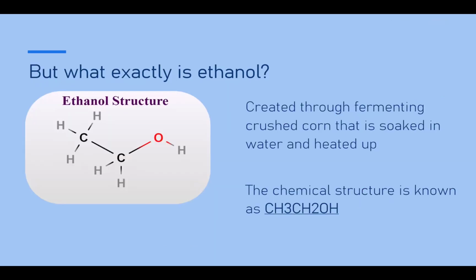But what exactly is ethanol? It is created through fermenting crushed corn that is then soaked in water, and that water is heated up. But the chemical structure is known as CH3CH2OH, as seen on the left.